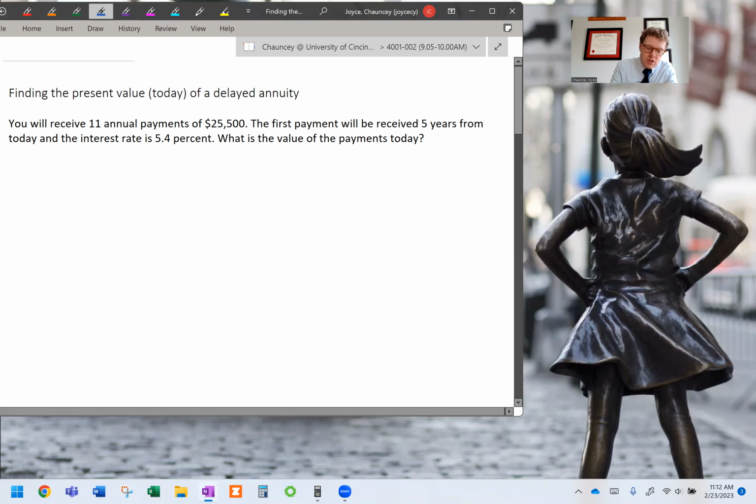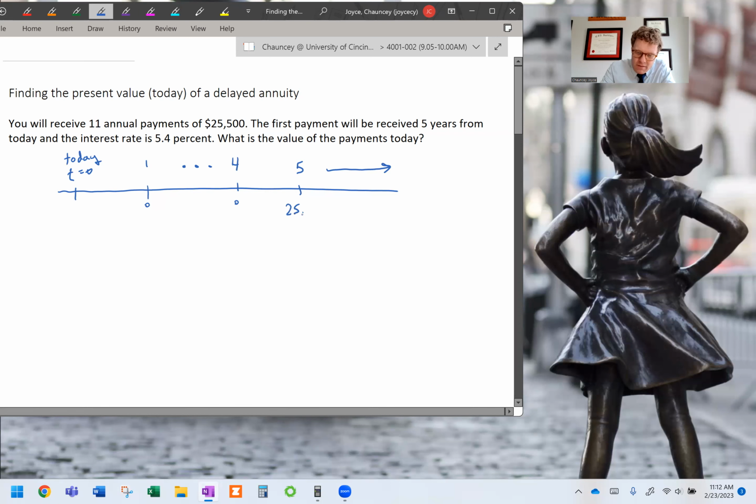So before we get too excited, I just want to draw out what's happening. If T0 today is here on a timeline, we have 4 years where nothing is going on. There are no payments or anything. We get a payment at time 5 that will continue for 11 periods, and our payment is $25,500. So there we go.